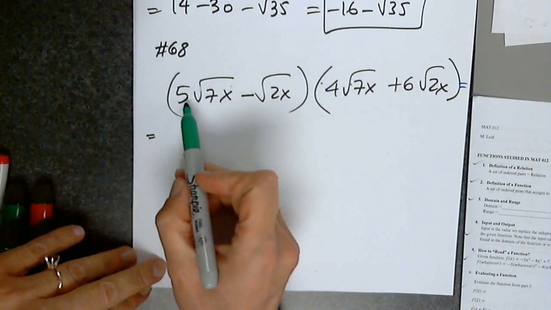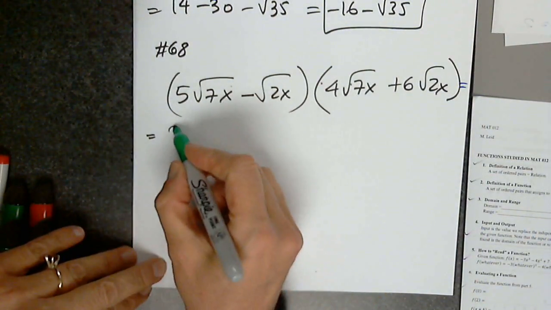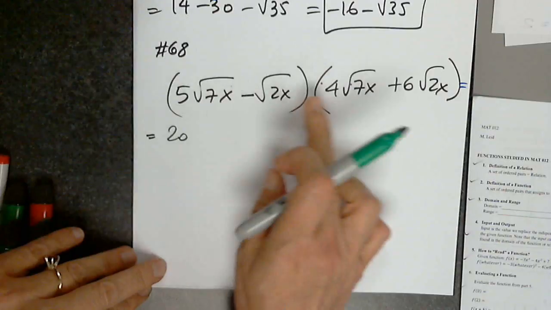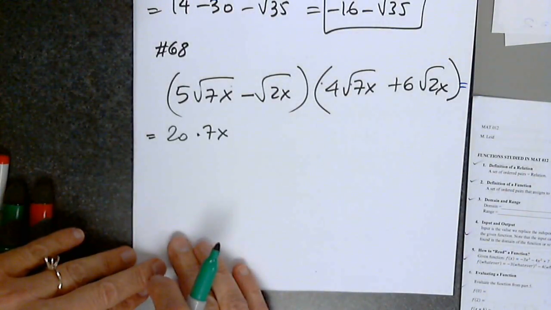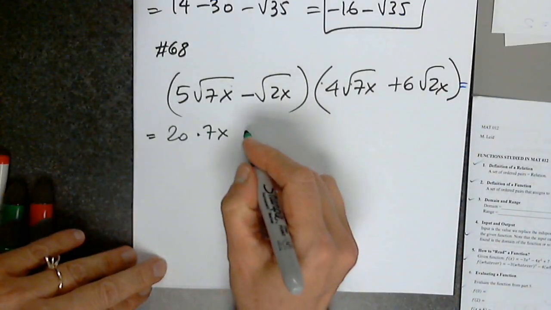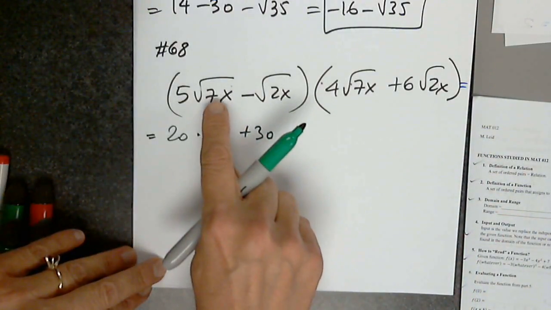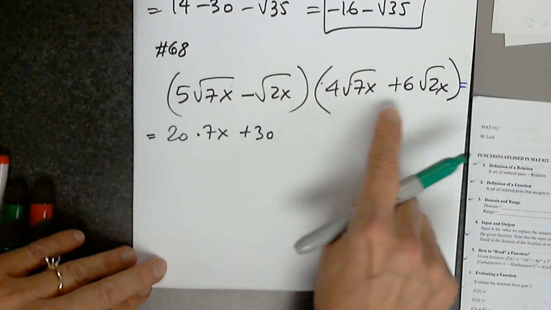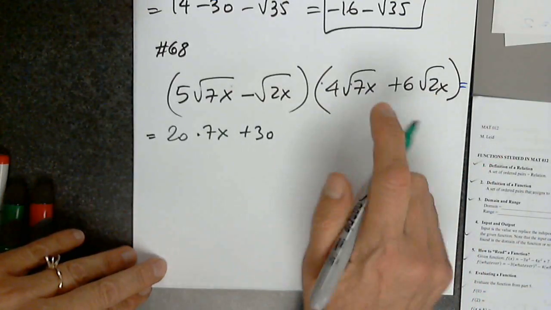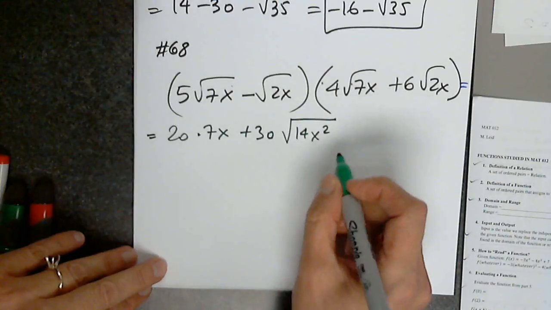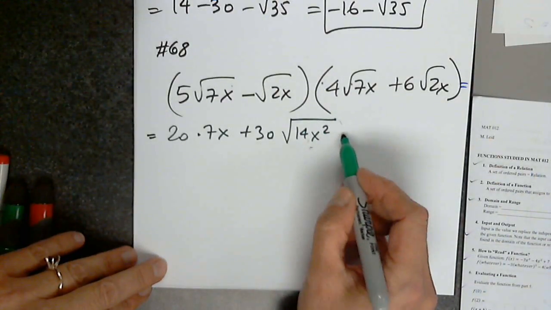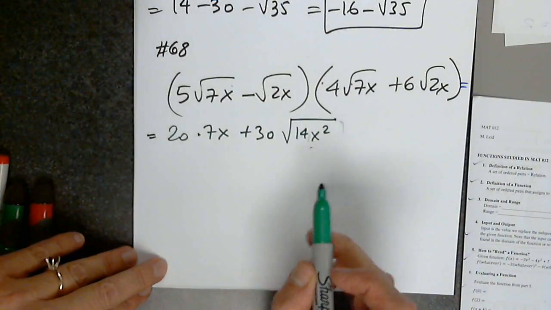Okay, so I have 5 times 4, which is 20. But I know now the result, this is definitely 7x. Then I have 5 times 6, which is 30. And I know that the square root of 7x times the square root of 2x, we can write it, is the square root of 14x squared. But I know that this will come out in a minute.